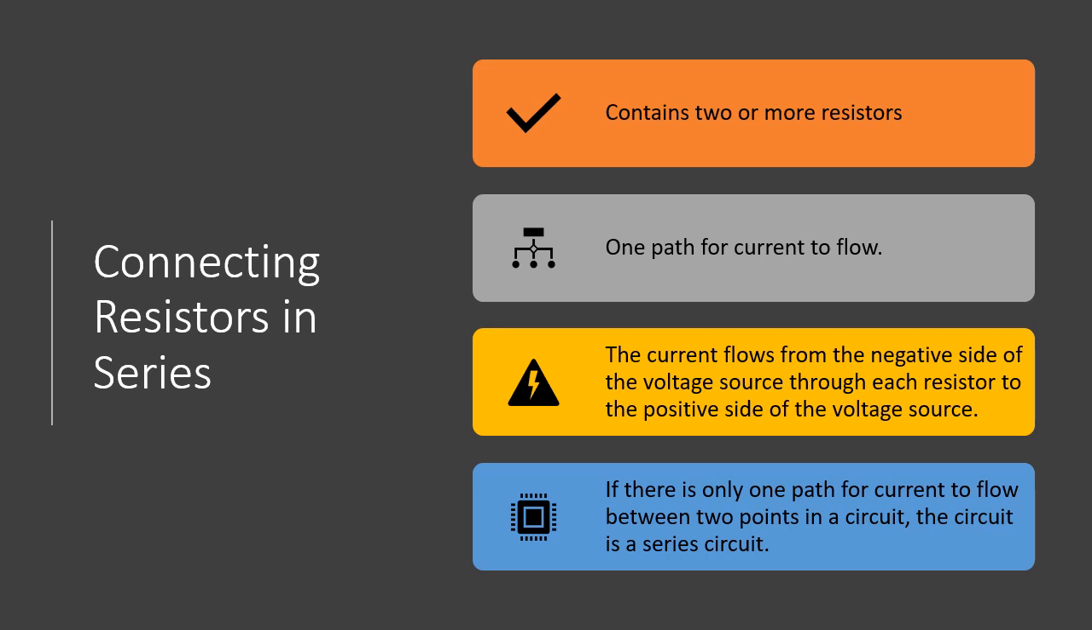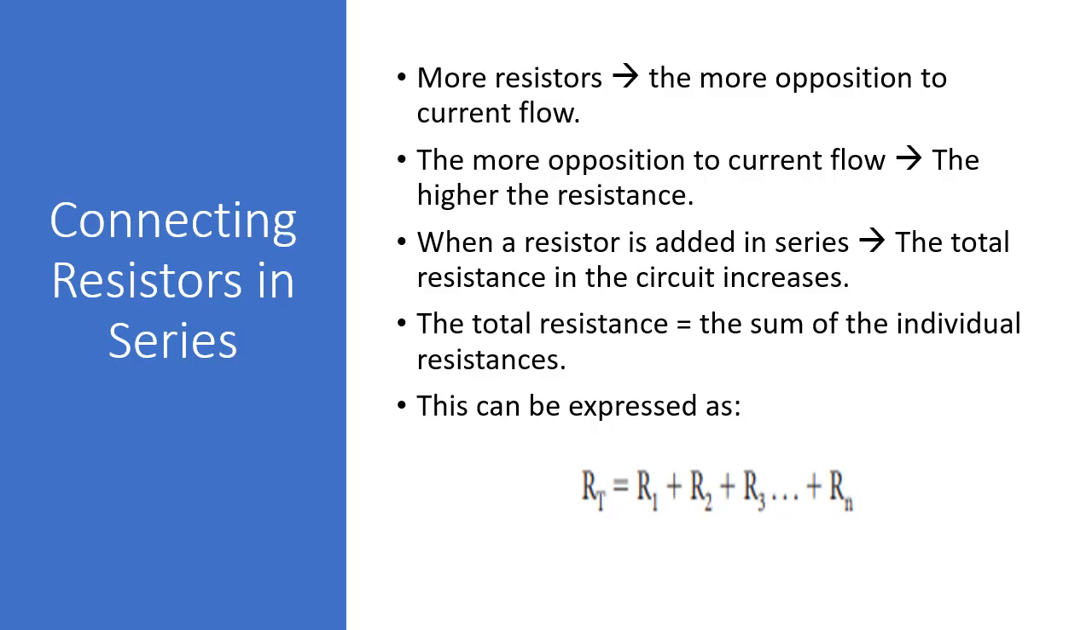Connecting resistors in series. A series circuit contains two or more resistors and provides one path for current to flow. The current flows from the negative side of the voltage source through each resistor to the positive side of the voltage source. If there is only one path for current to flow between 2 points in a circuit, the circuit is a series circuit. The more resistors connected in series, the more opposition there is to current flow. The more opposition there is to current flow, the higher the resistance in the circuit. In other words, when a resistor is added in series to a circuit, the total resistance in the circuit increases.